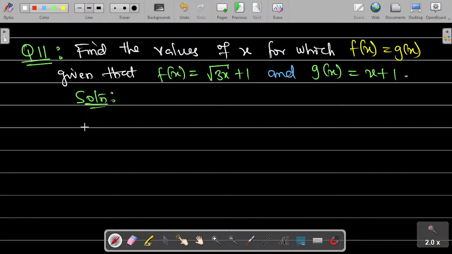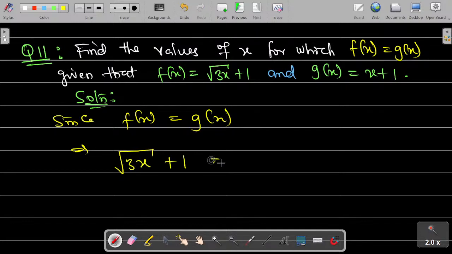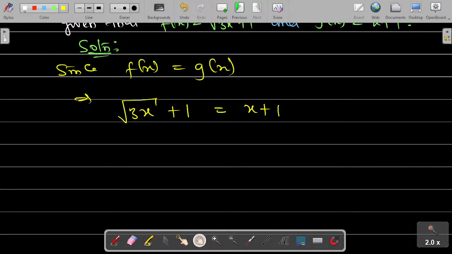If you want f of x to be equal to g of x, all you need to do is to equate the two of them. So you're going to have the square root of 3x plus 1 is equal to x plus 1. You will now solve the equation that is formed to get the value of x. That's all. Of course, 1 will cancel this one here because the signs are the same.